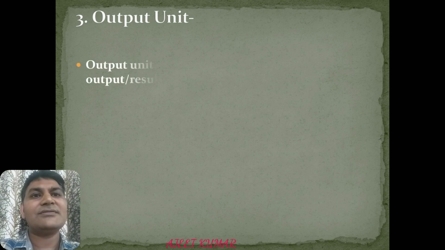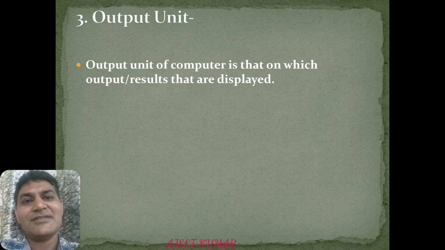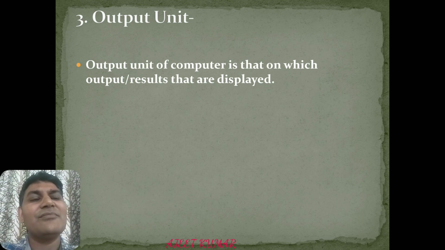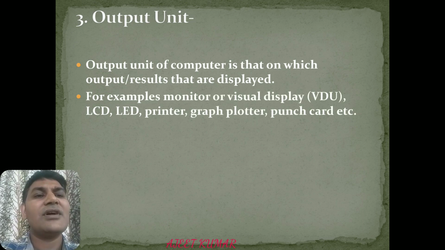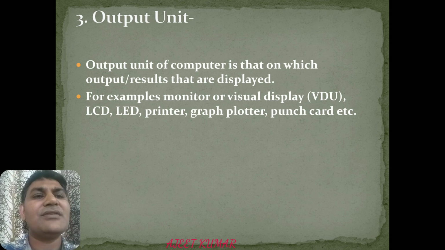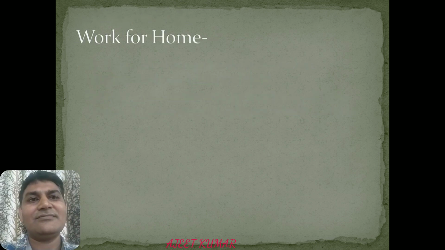Output unit. The last part of this computer organization is output unit. Output unit of the computer is that on which output or results can be displayed. For example, monitor or VDU, LED, LCD, printer, graph plotter, punch card, etc.